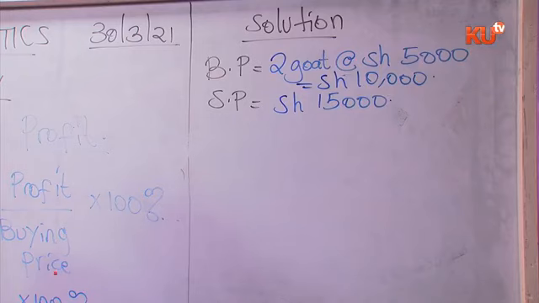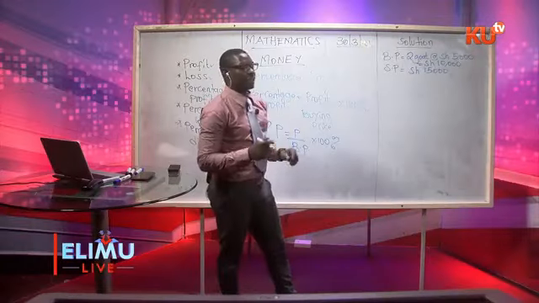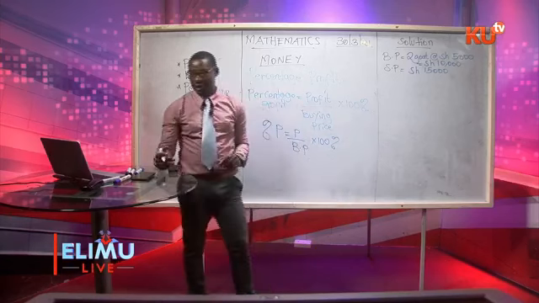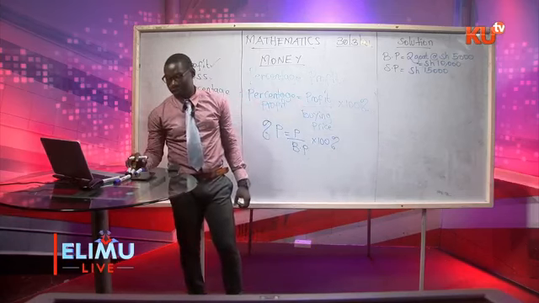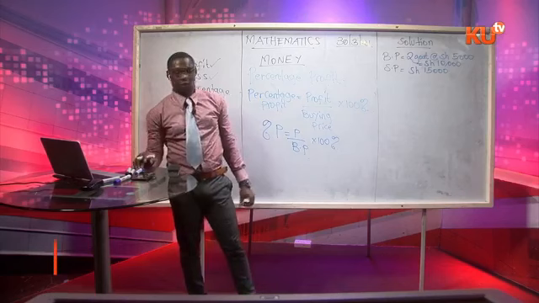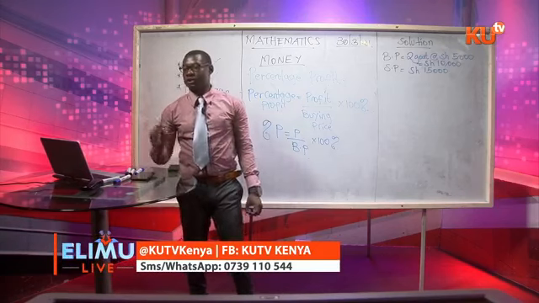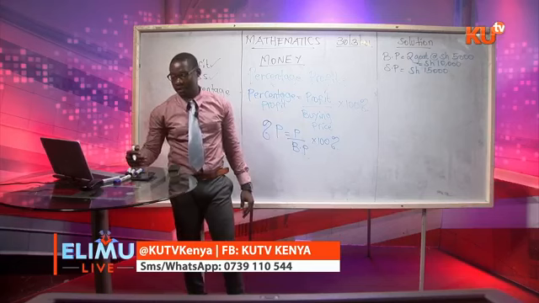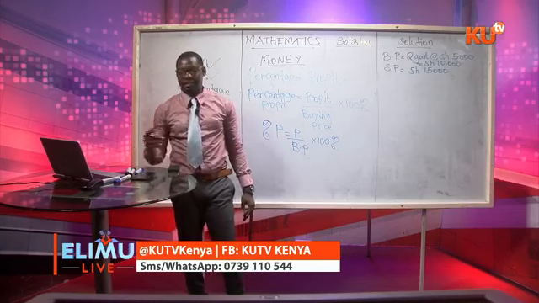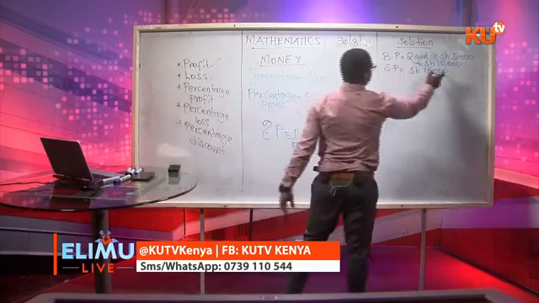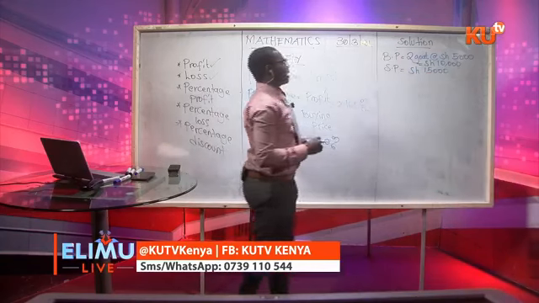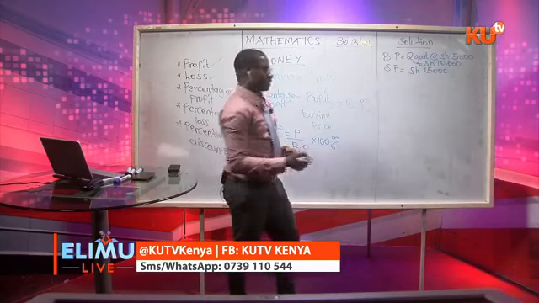When you're told someone bought 5 loaves of bread at 50, take the 5 times 50 to get the amount of money that he or she used. So we have the words like at, per, each. It means you multiply the number of items times the amount of money. So our buying price, therefore, is 10,000 shillings. Our selling price is 15,000 shillings.